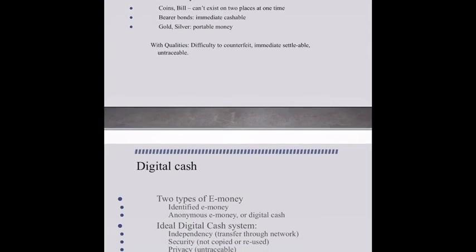And money or digital cash. What is money? Money is coins, bills that can't exist in two places at one time, or bearer bonds, immediate cash, gold, silver, portable money. With qualities: difficulty to counterfeit, immediately settle-able, and untrackable.